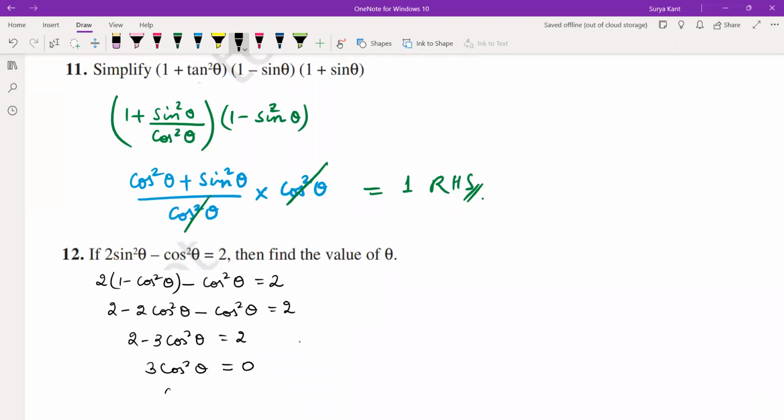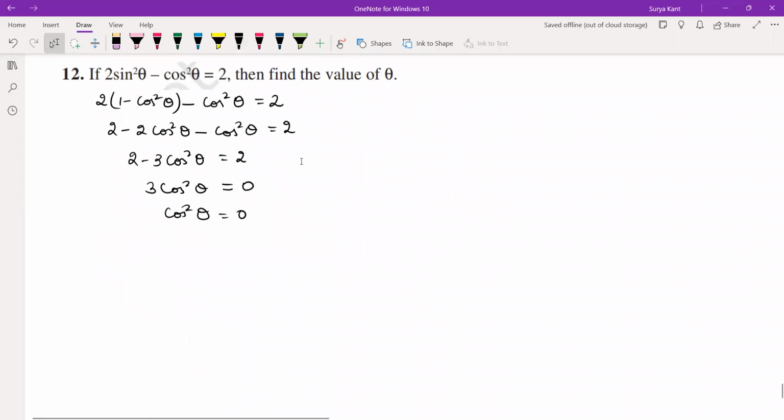0. Sir, minus 3 cos square theta. Don't write minus 3. You are just considering in mind that I have sent minus 3 cos square theta to the right hand side. How, sir? We have sent 2 to that side and made it 0 now. See what I have done here: 2 minus 2 is equal to 3 cos square theta. Correct.